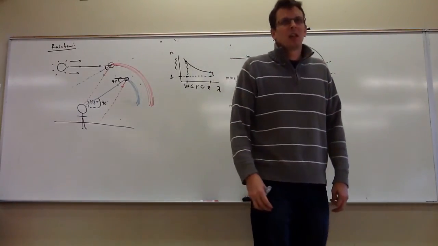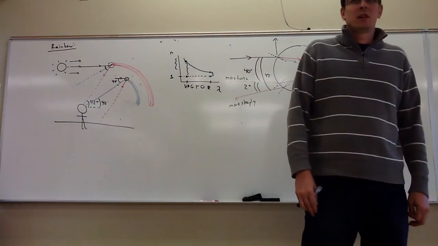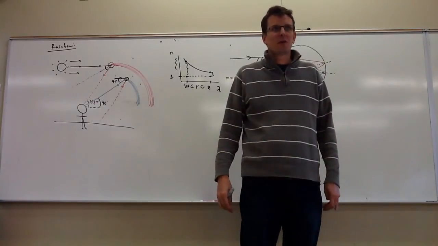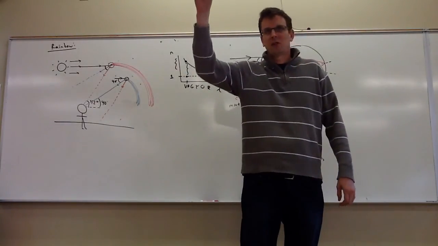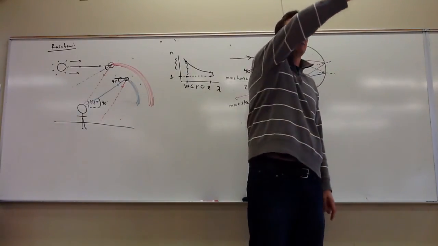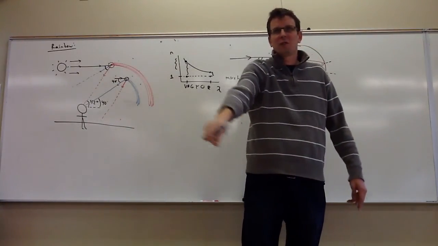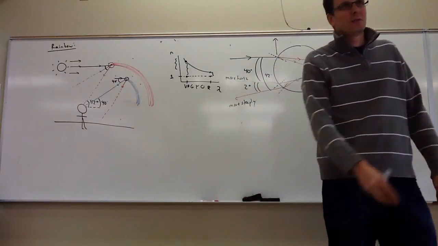In fact, if you go up in an airplane and you have enough room so that the horizon doesn't interrupt the rainbow, you can actually see it as a circle. So you can look and see a rainbow everywhere around you at 42 degrees. You'll see red, and then you'll see an inner circle of 40 degrees, which is violet. Okay?